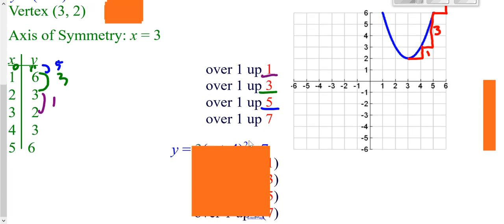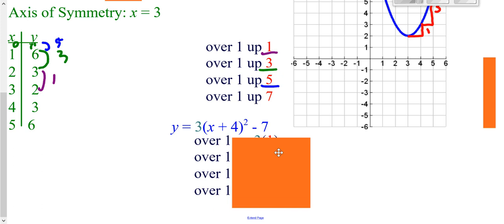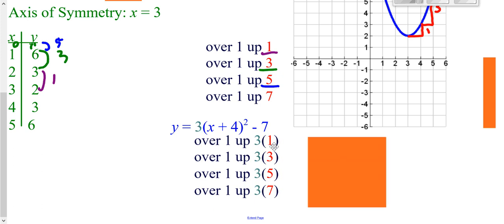Now keep in mind, if there is a 3 in front of your parentheses, basically you just have to take that number in front of your parentheses times that pattern of 1, 3, 5, 7, which is just the odd numbers.